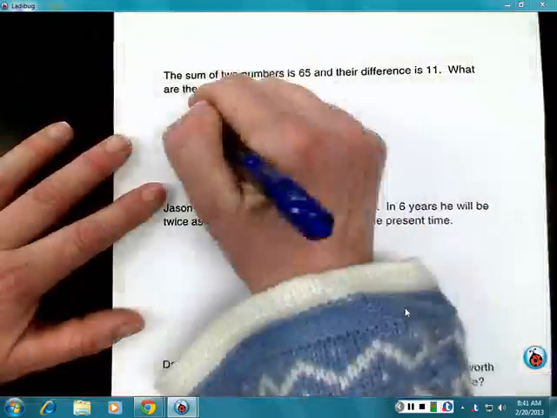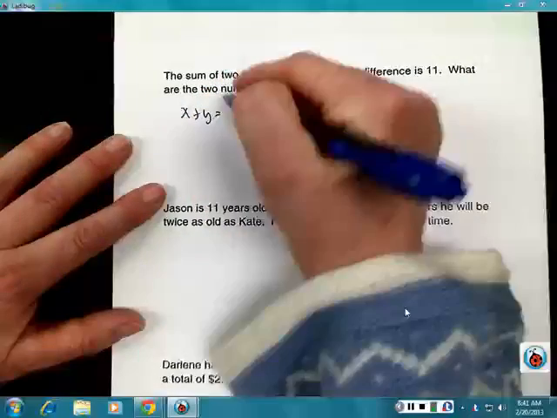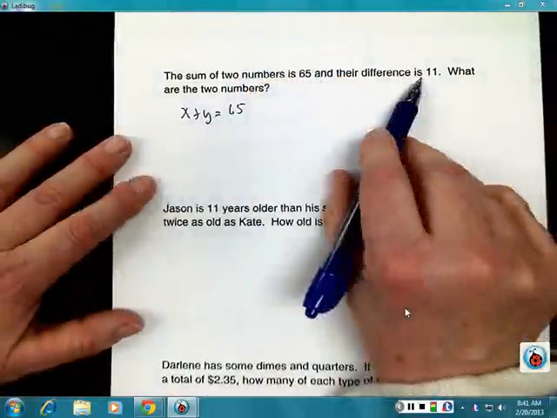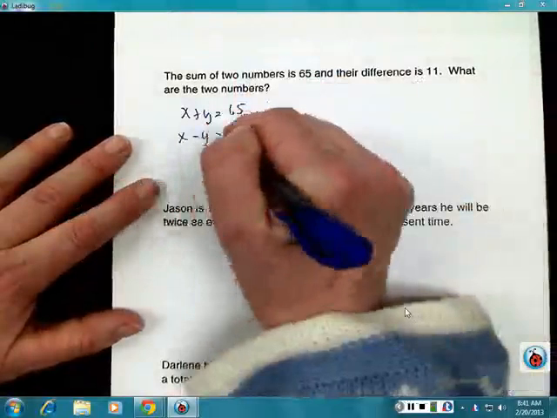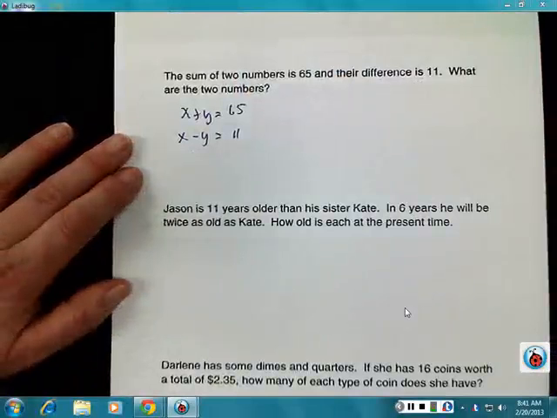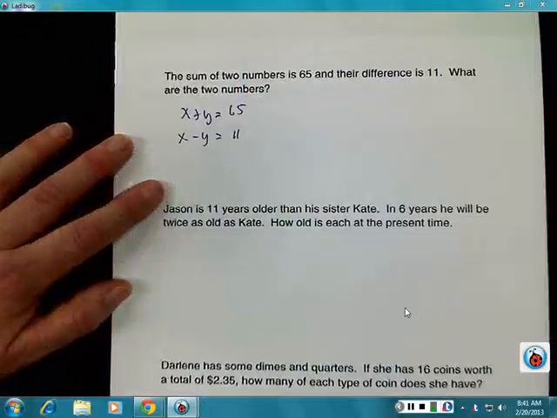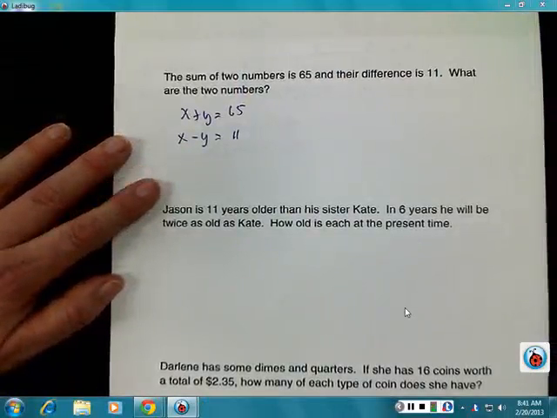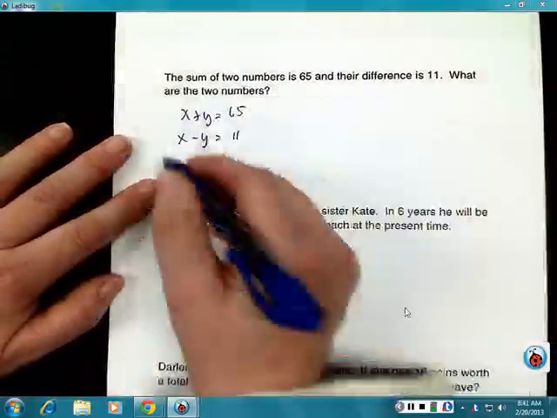It means simply x plus y equals 65. Their difference is 11, so that means x minus y equals 11, and so guess what? I've got my two equations. So what method do you want to use? Substitution? Elimination or addition? Which do you think you want to do? Addition, because these y's just disappear.